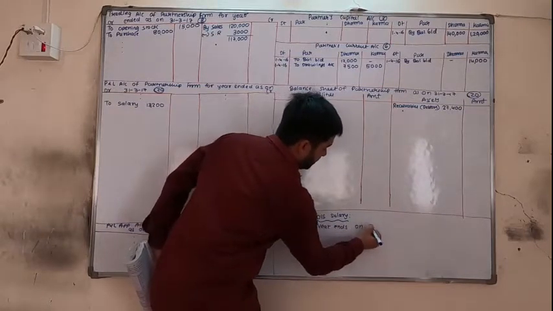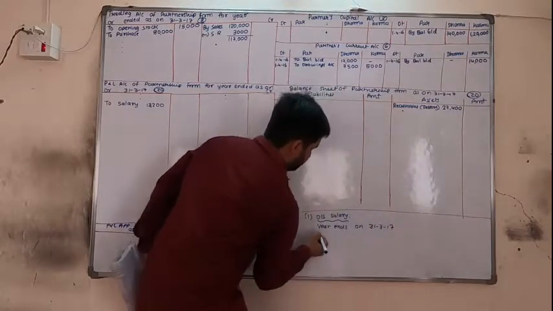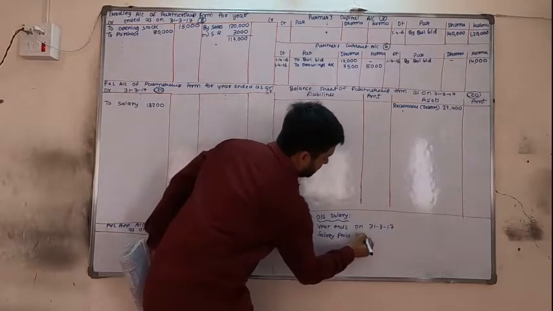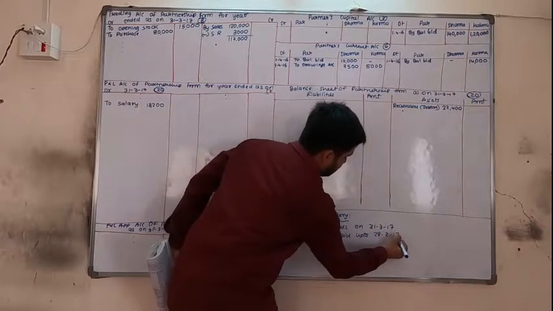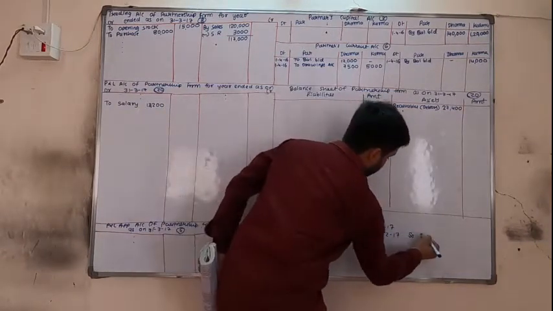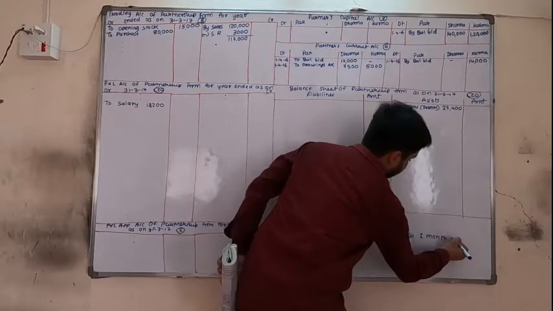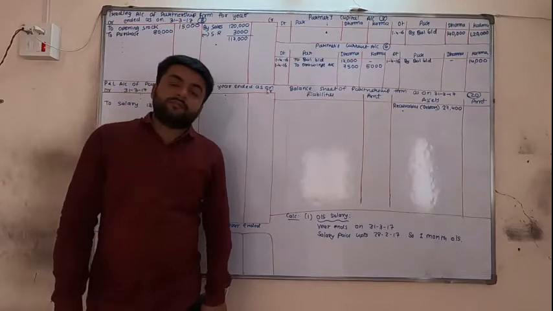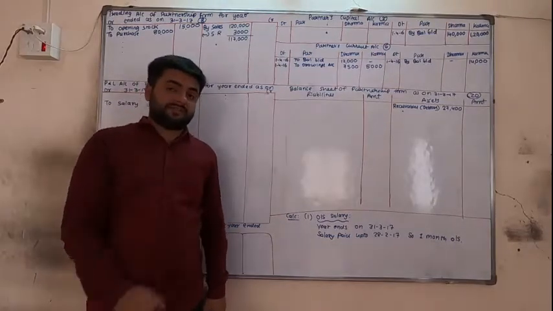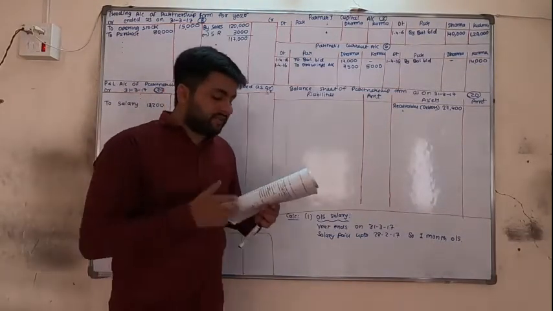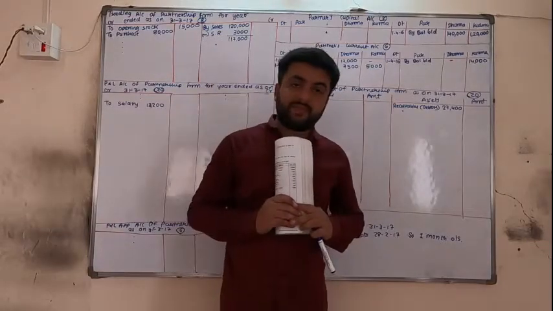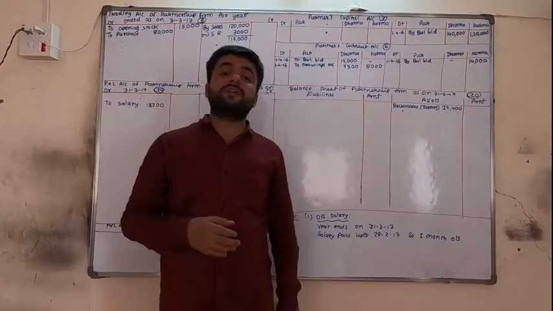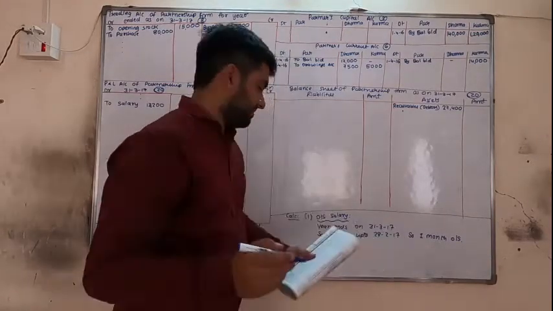Year ends on 31/3/17. Salary paid up to 28 Feb. So 1 month outstanding. But how to know what is the per month salary? Looking at the amount 13,200, it is paid till 28 February and 1 month outstanding, so it is 11 months salary.